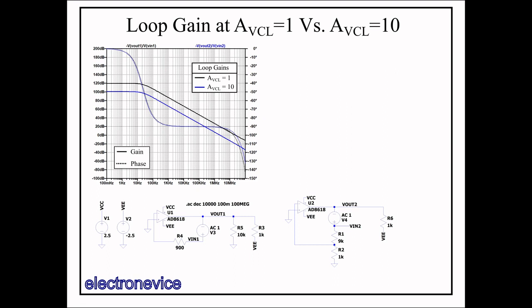So using the measurement method we just derived, let's look at the loop gain of these two circuits. The black curve is the loop gain of the unity gain buffer, which is equivalent to the open loop gain, and indeed this is the circuit we used to plot the open loop gain earlier. The blue curve is the loop gain of the gain of 10 amplifier.